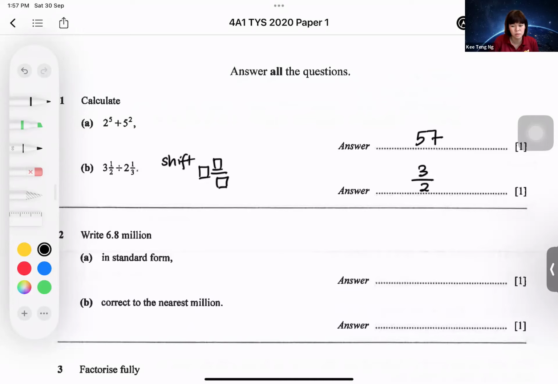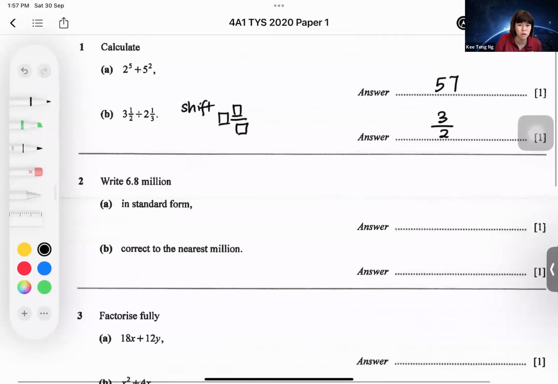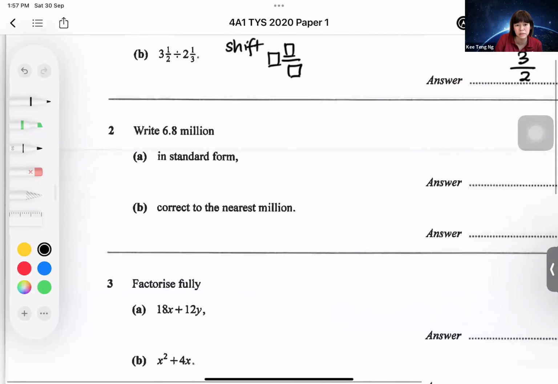All right, so this question is more of checking whether you know how to use your calculator. So check your calculator skills. Right, next question. Question number 2. Write 6.8 million in standard form.